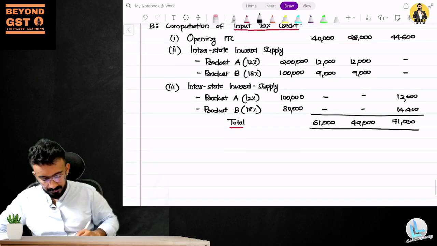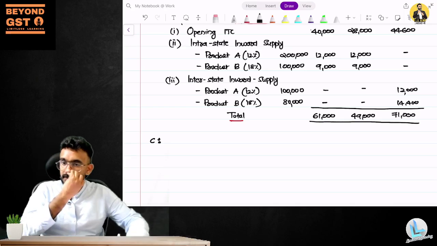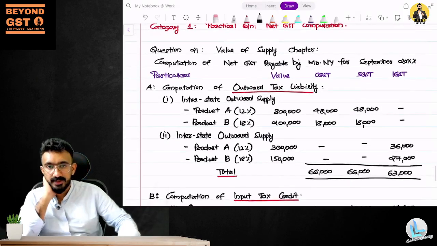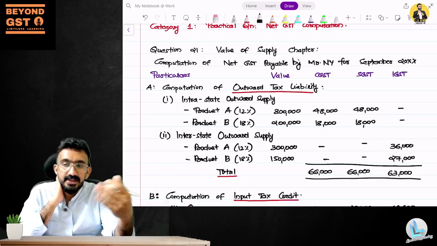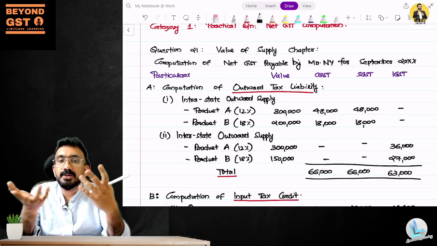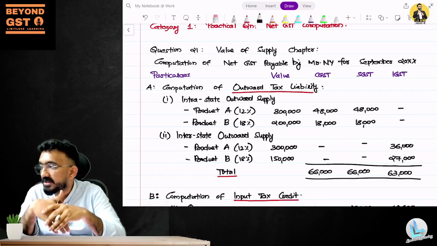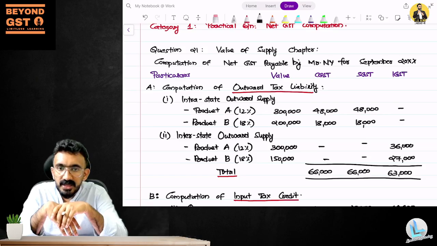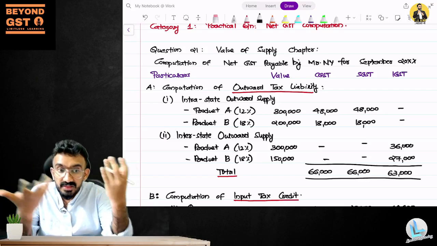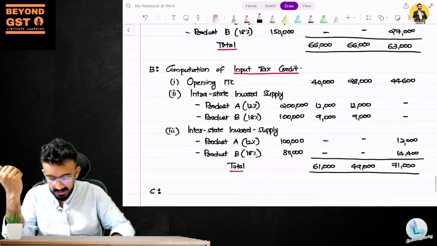Then we move to part C. This is where we do the set off. This is a simple, straightforward question. Later, when I discuss other questions, we can look at how this can be complicated. You would have some outward supplies which are exempted, so I don't have any taxes there. Some outward supplies where my customer has to pay tax under RCM. Some are exempted, some are taxable under RCM.